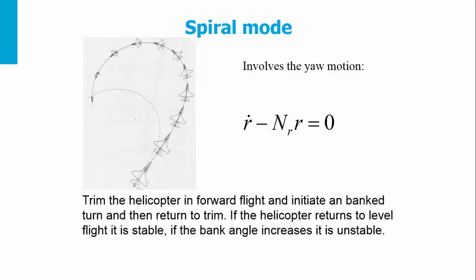To test for the spiral mode, you have to trim the helicopter in forward flight and initiate a banked turn, so slightly bank the aircraft and add yaw, and then return to the trim. If the helicopter returns to level flight, it means that it is stable. If the bank angle increases, it means that it is unstable.